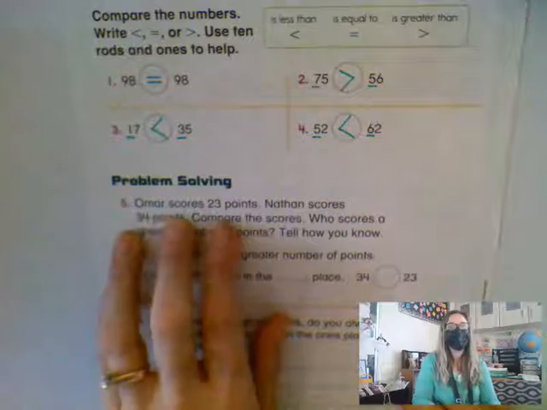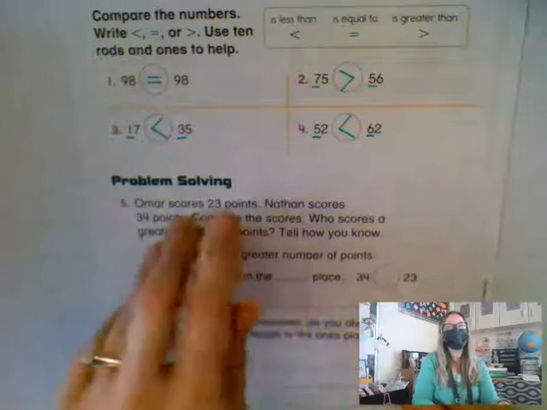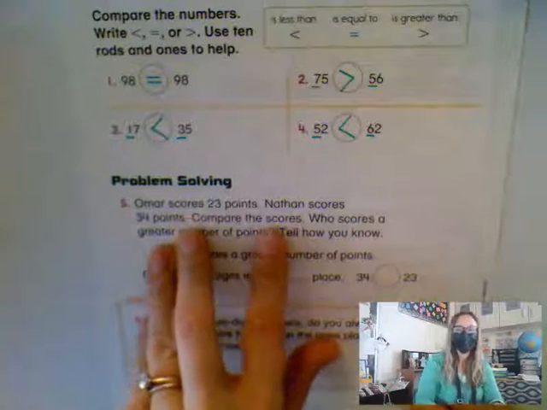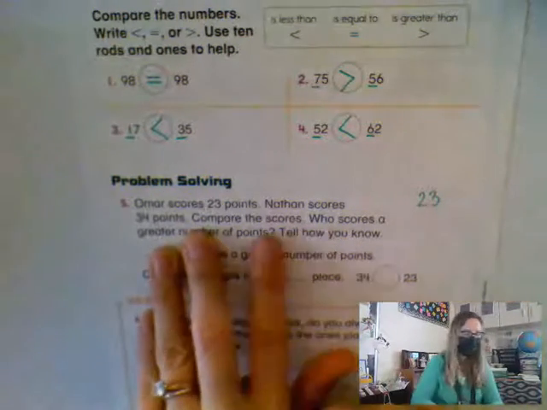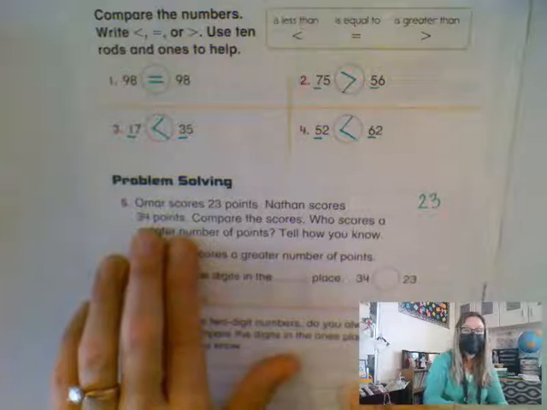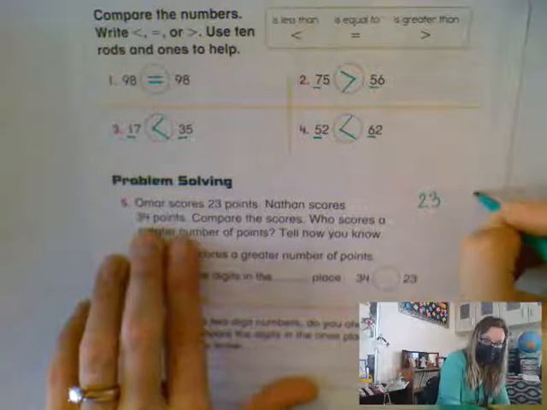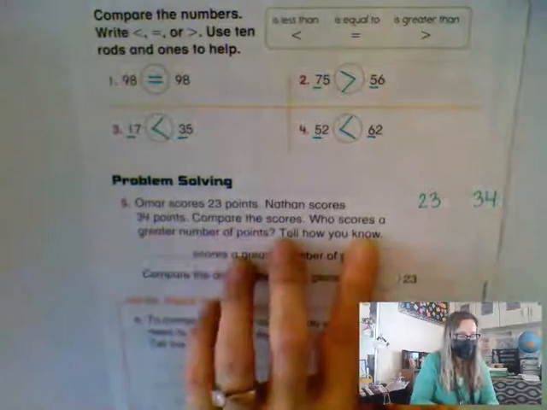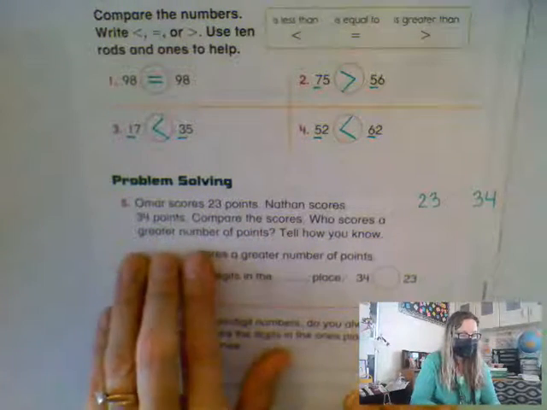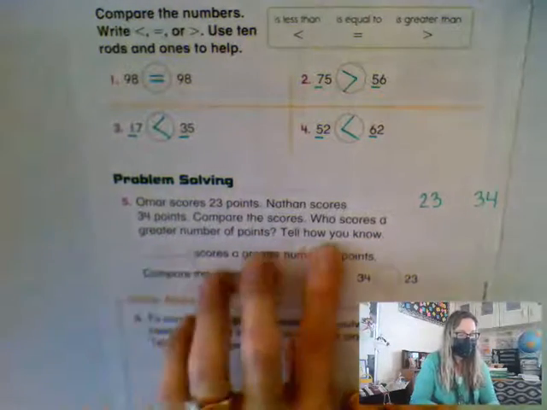Let's look now at number 5. It says Omar scores 23 points. I'm going to put that 23 right here, just off to the side. Nathan scores 34 points. I'm going to put that 34 right here, off to the side. It says compare the scores. Who scores the greater number of points? And tell how you know.